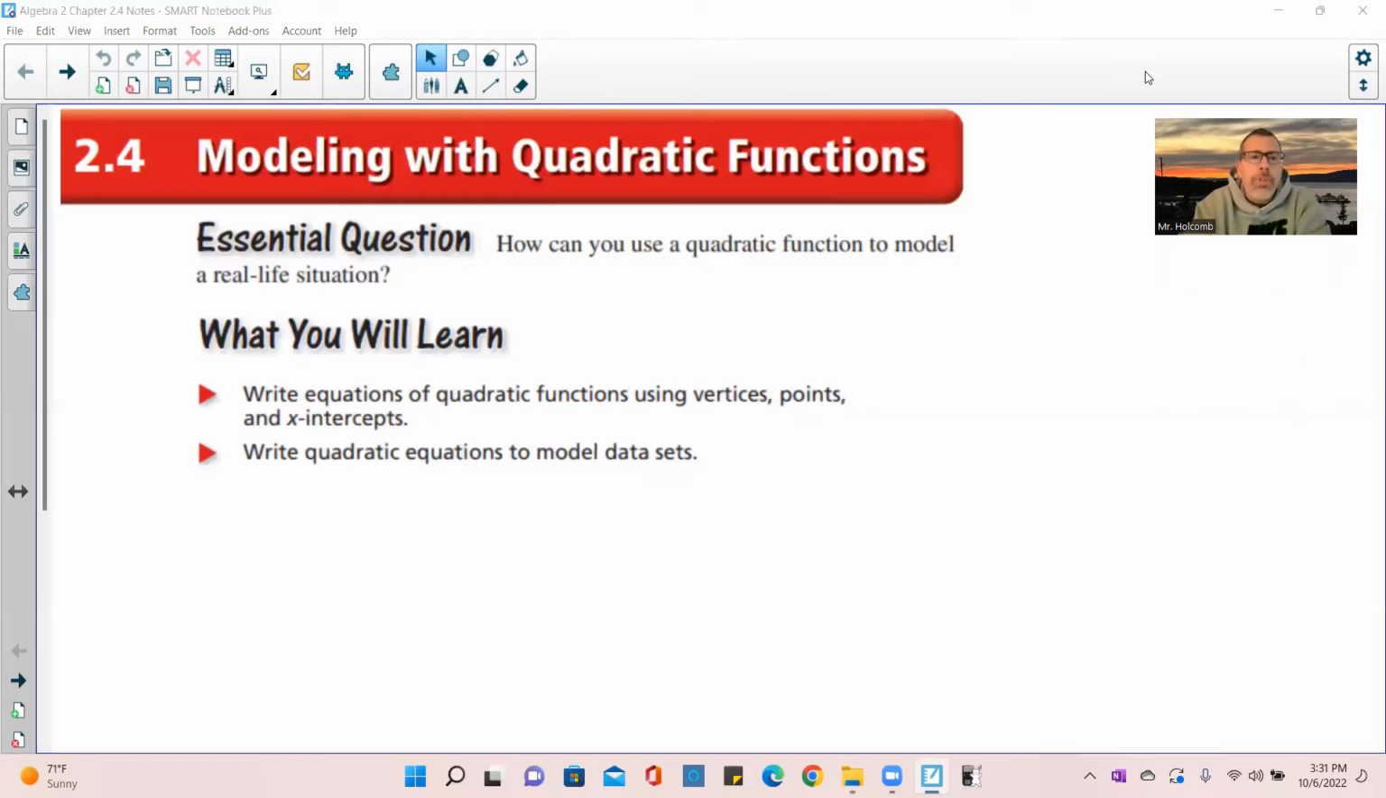Okay, welcome to chapter 2.4, modeling with quadratic functions. The essential question of this chapter is how can you use a quadratic function to model a real life situation? What you will learn in this video is how to write equations of quadratic functions using the vertices, points, and x-intercepts. And you will write quadratic equations to model data sets.